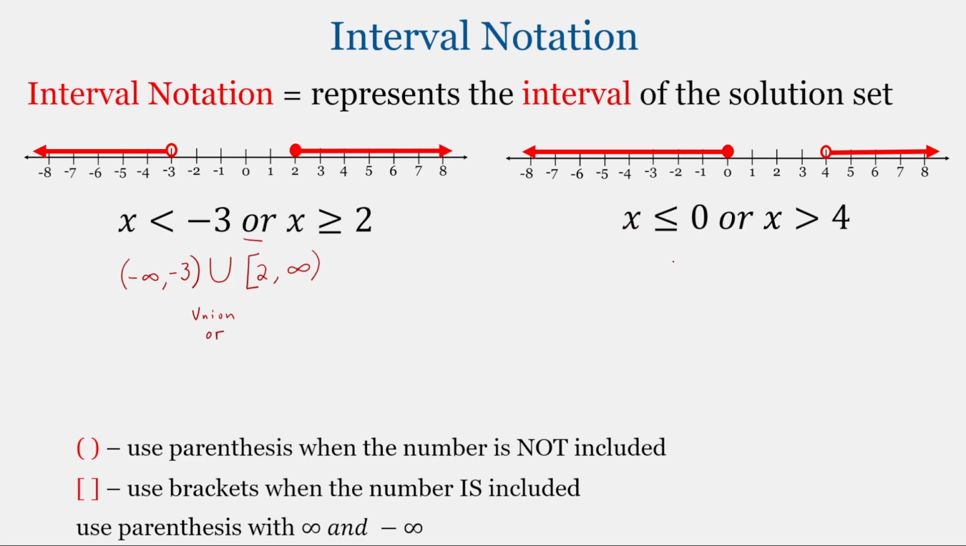And the first inequality is x less than or equal to 0. So we have 0 as that right boundary. And 0 is included, so we'll use the bracket. And we have a comma, and then this extends to negative infinity. And then that uses a parenthesis. And then with the second inequality, we have x greater than 4. So we have 4 as our boundary. 4 is not included, so a parenthesis, comma, and then this extends all the way to infinity. Again, this is the union, so we'll use this U-like symbol.